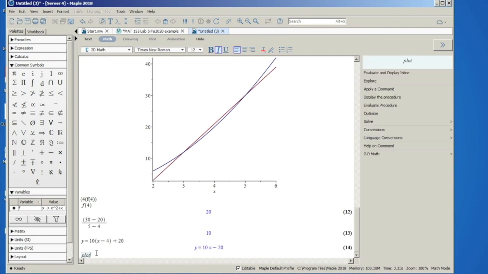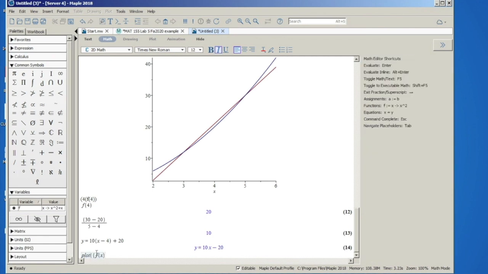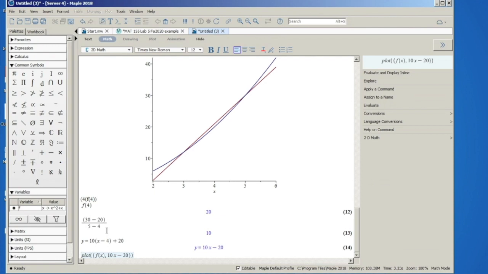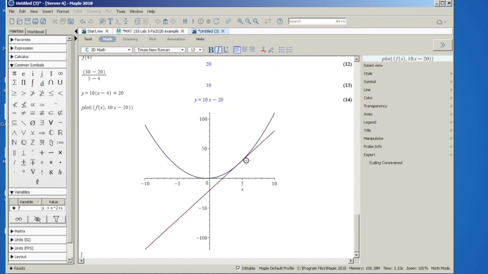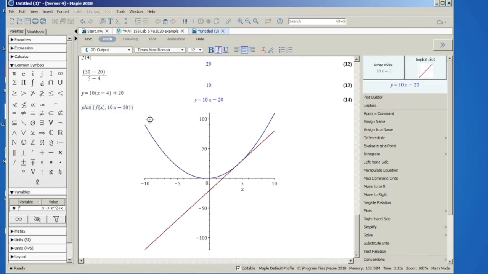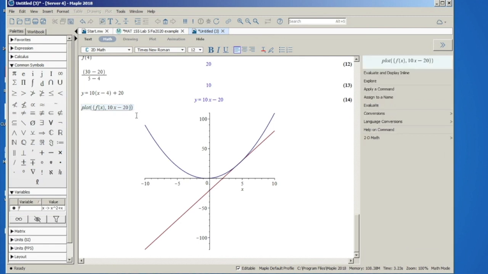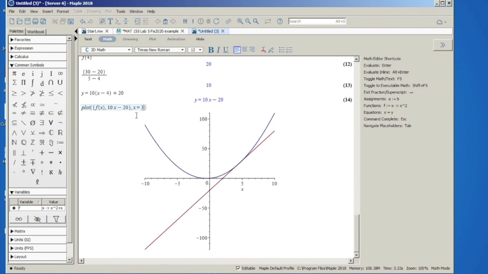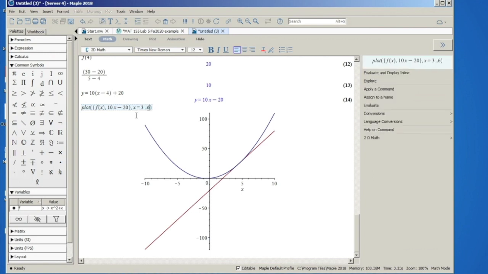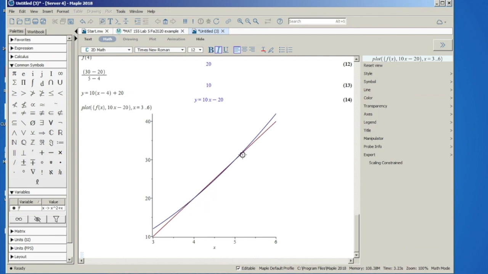Now let's plot once more. So plot f of x and 10x minus 20. Now if you look at it again to the naked eye, this looks like the equation of the tangent line. But we know better than that, so let's try to zoom in. So let's zoom in, and I'm going to zoom in from 3 to 6. So from 3 to 6, it still looks like the equation of the tangent line, but if you notice here, it's not quite. So let's zoom in a little bit more. So let's go from 4 to 5.5.